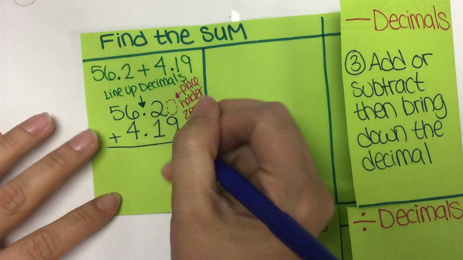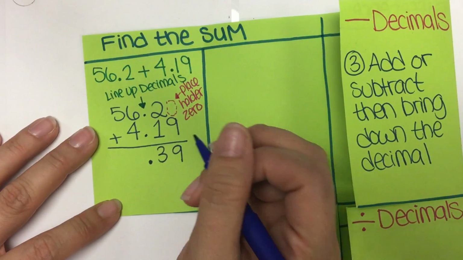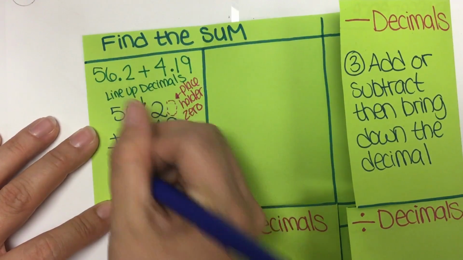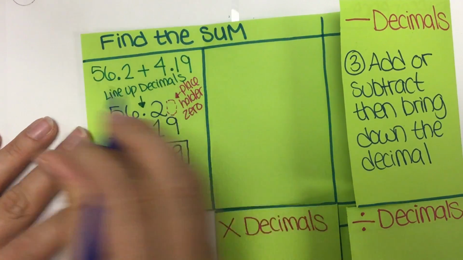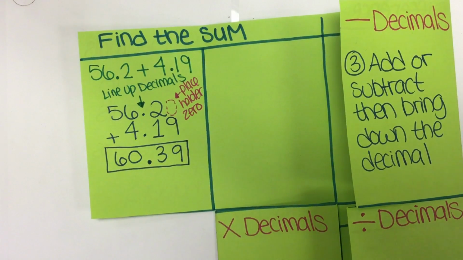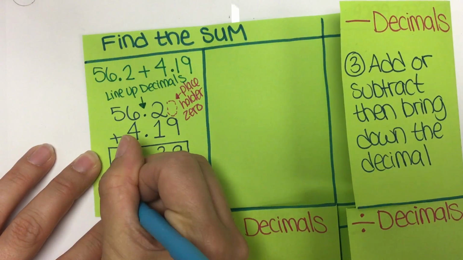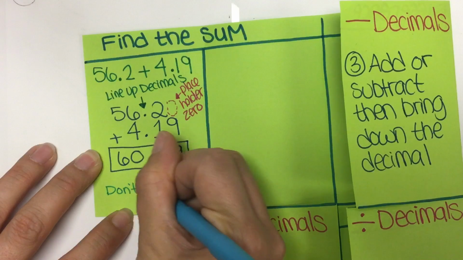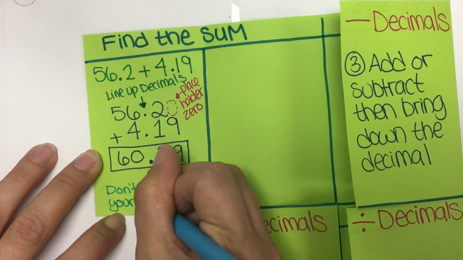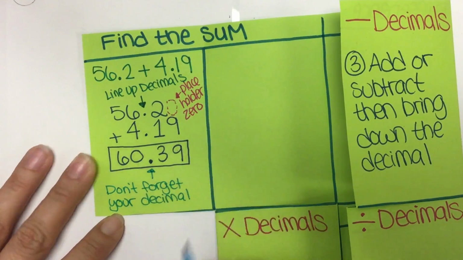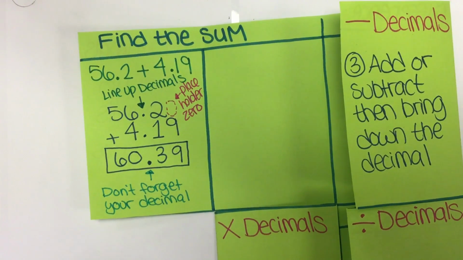So 9 plus 0 is 9. We got 3. Bring that decimal down because if you don't have it, the whole thing doesn't make sense. We got 10 and 6. All right, you probably want to leave yourself a note just so that you're constantly thinking back to it. Don't forget your decimal. So don't forget that decimal. 6.039 is totally different than 60.